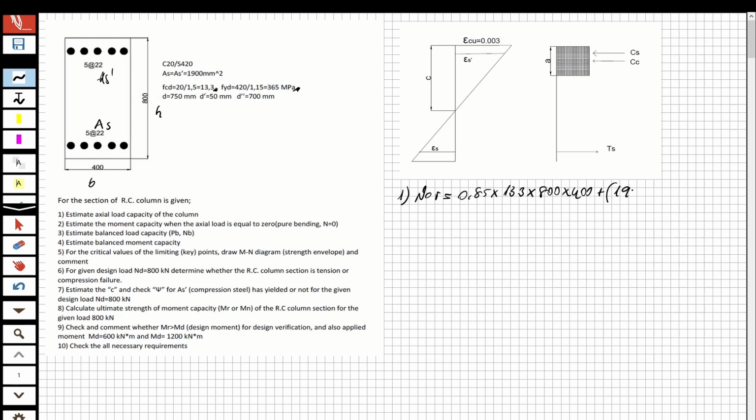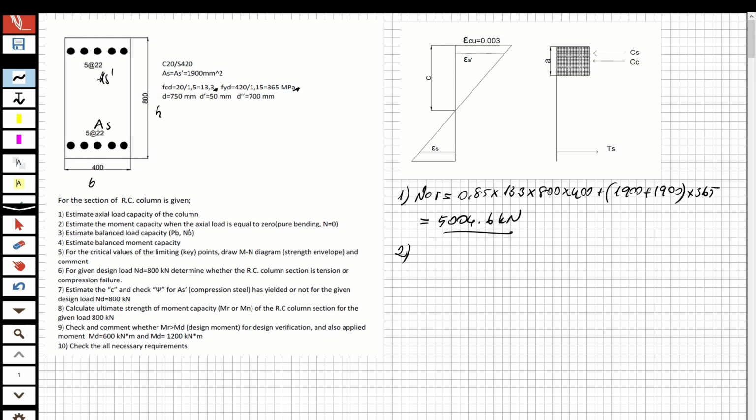So 1900 plus 1900, it's going to be plus, yeah, okay? And multiplied by 365. From this equation, I'm going to obtain 5004.6 kilonewton as the axial load capacity of this cross section. Now the first part is okay, so let's solve the second part.